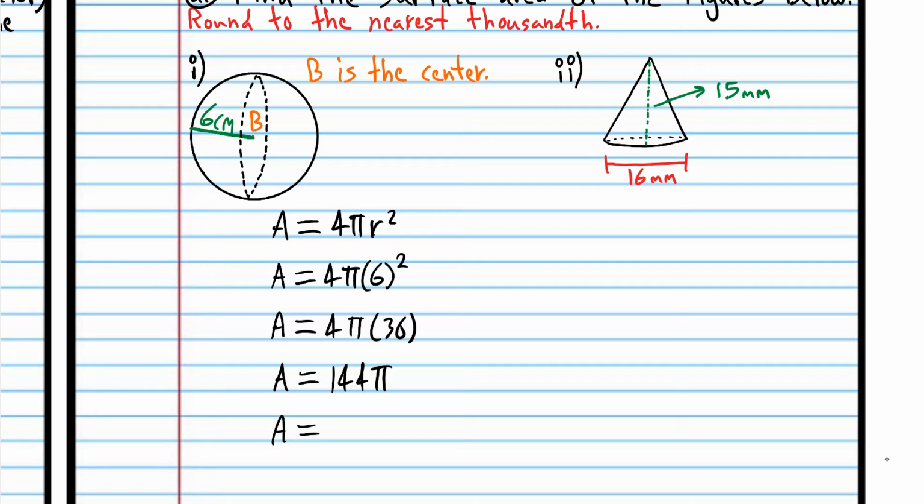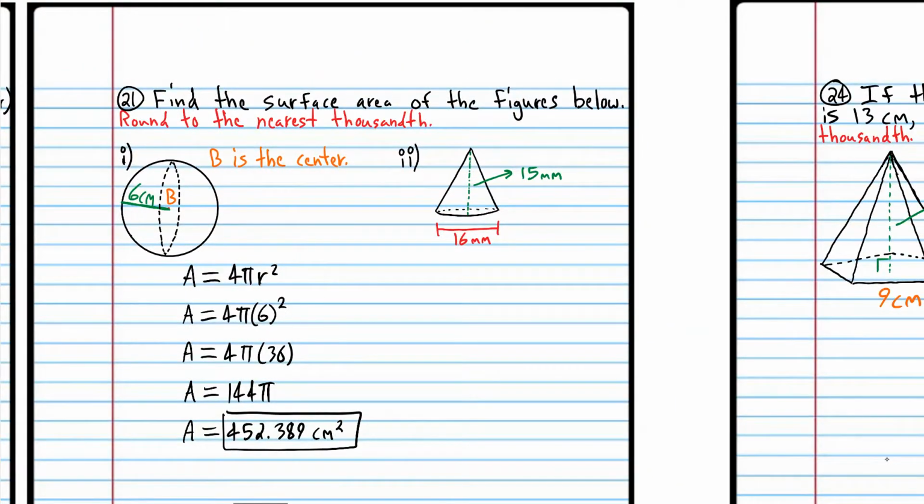Use the pi button on your calculator, and we get 452.389. It says to round to the nearest thousandth up there. And the units are square centimeters. We're looking for the area, so make sure it's square centimeters, not cubic centimeters.